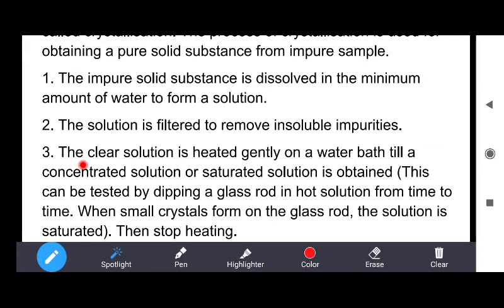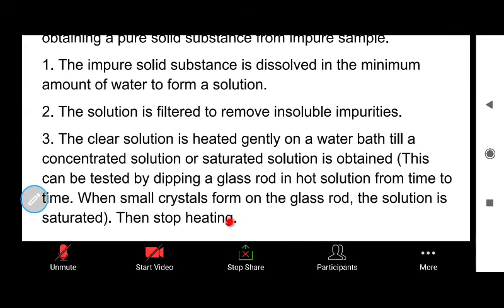After the formation of solution, the clear solution is heated gently on a water bath till a concentrated or saturated solution is obtained. This can be tested by dipping a glass rod in the hot solution from time to time. When small crystals form on the glass rod, the solution is saturated. Then you can stop heating.